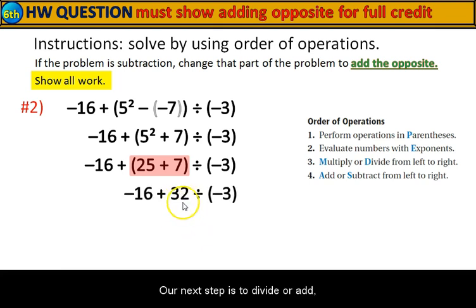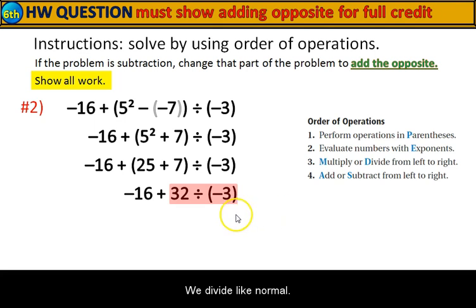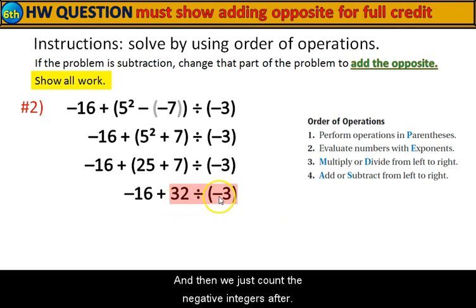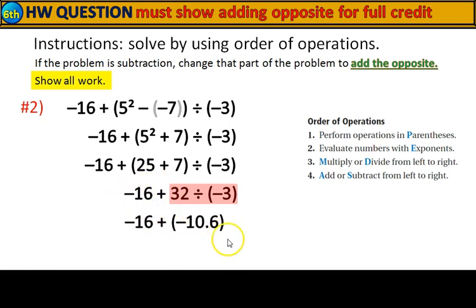Our next step is to divide or add. And if we look at the order of operations, we must divide first. Now we divide like normal. 32 divided by negative 3. And then we just count the negative integers after. Dividing like normal, we would get 10.6 repeating. Let's use 10.6. And since there's one negative, the result will be negative 10.6. So we write negative 10.6 and the remaining portion of the expression, the negative 16 and plus.